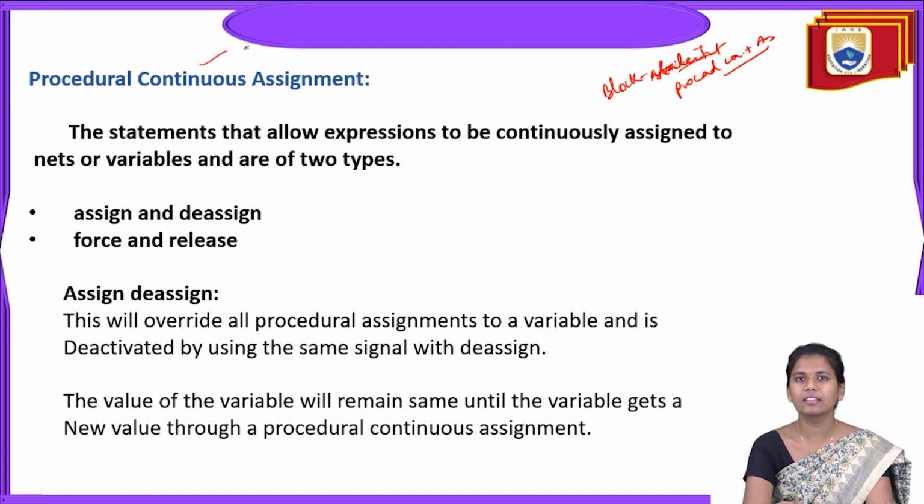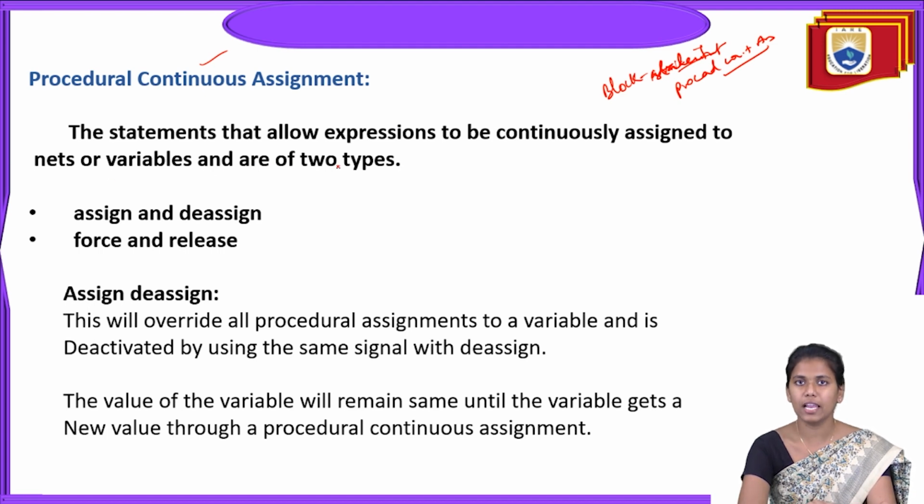Regarding procedural continuous assignment, we already discussed it in the previous classes. When it comes to procedural assignments, we see the variables and the nets present in the procedural, and in the continuous, both variables and nets will also be present, but the executions will differ. Whereas here in the procedural continuous, it's a combination of both procedural and continuous.